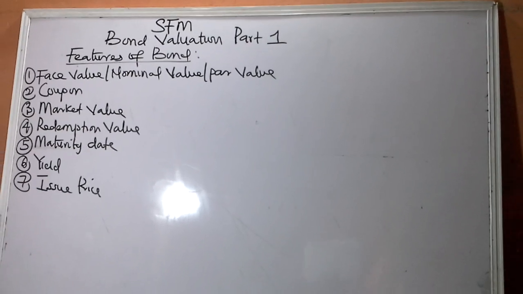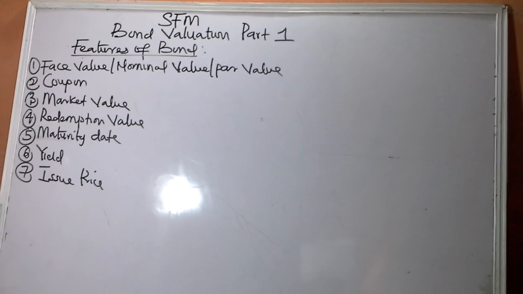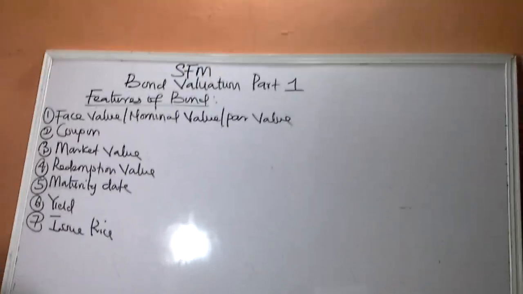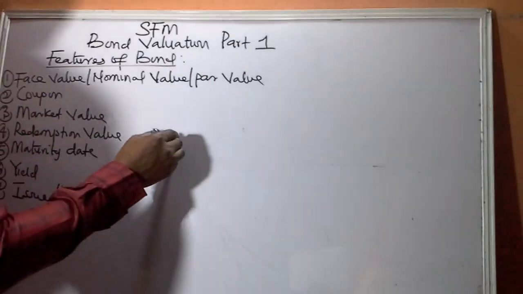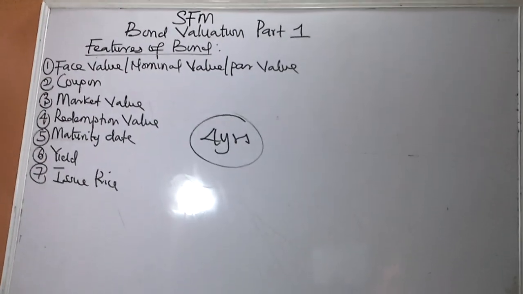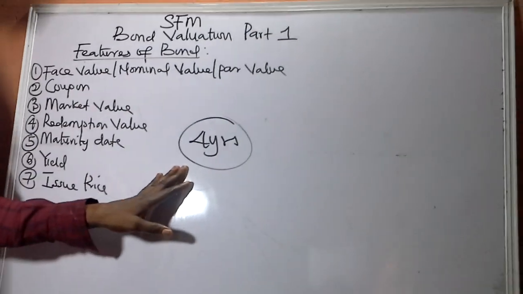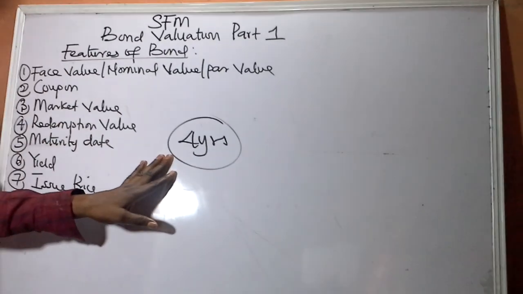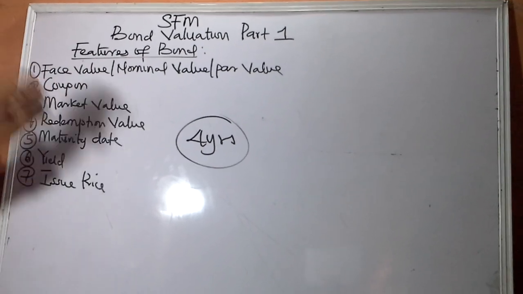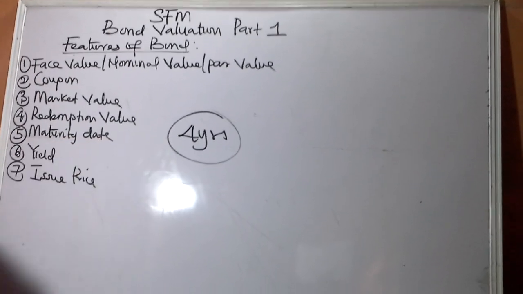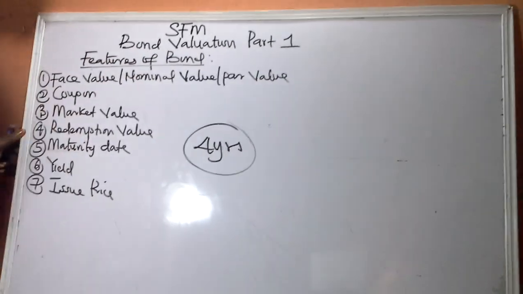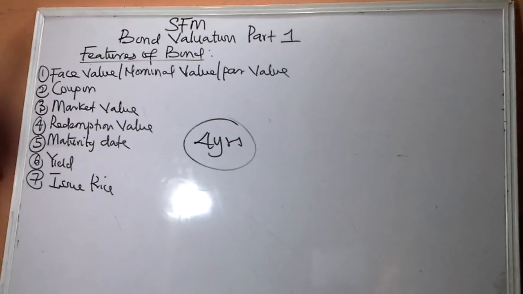Next, redemption value. This is the value that the bond holder will receive after the maturity of the bond. For instance, a 4 years bond. For this 4 years bond, the bond holder will receive coupon for year 1, year 2, year 3, and year 4. In the last year too, the bond holder will receive the investment back, which is the redemption value.